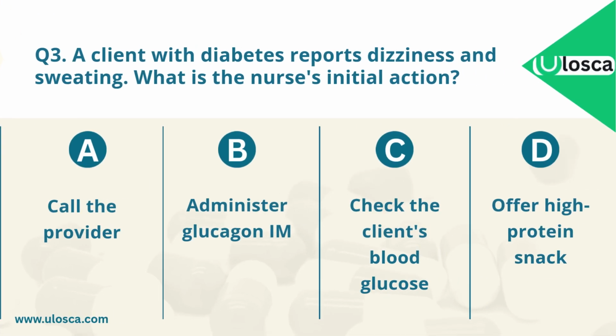Question 3. A client with diabetes reports dizziness and sweating. What is the nurse's initial action? A. Call the provider. B. Administer glucagon IM. C. Check the client's blood glucose. D. Offer a high-protein snack. Which one is the correct answer?